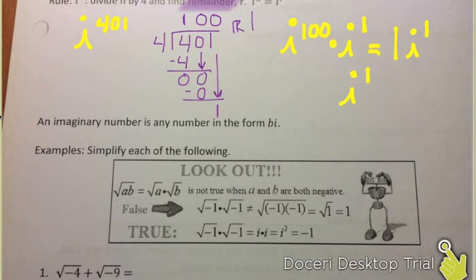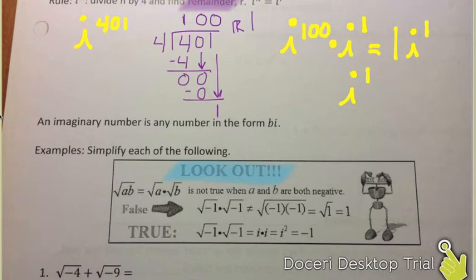The last thing we want to look out for, look out with this crazy little person over here. The square root of AB is the square root of A times the square root of B. That is not true when you're dealing with negatives. Okay? This example here shows us that the square root of negative 1 times the square root of negative 1 is not actually equal to positive 1. That does not work out like that. This is i times i, which is i squared, which is negative 1. So you need to watch out for that. You cannot use the product property when you are dealing with negatives.